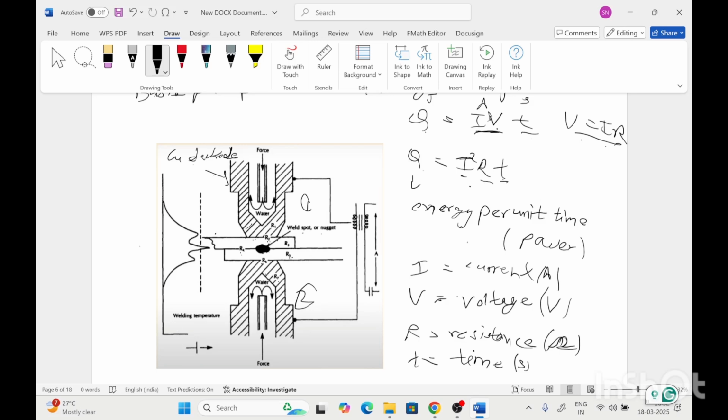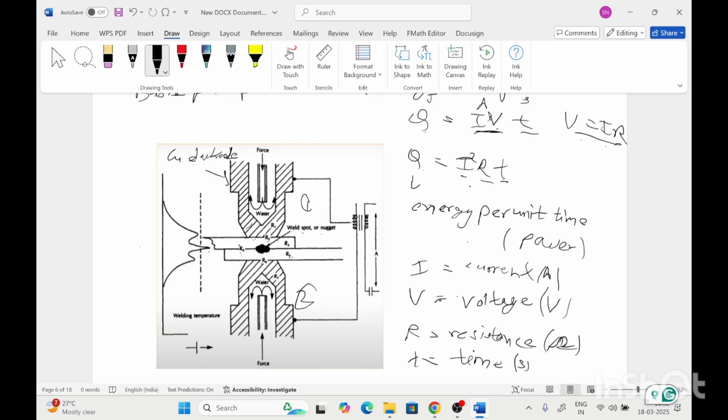So at the electrode and plate contact, the resistance is also high, so the temperature will also increase at this interface. That's why these electrodes are water cooled continuously. And as the resistance is highest at the contact interface between these plates, the temperature will be highest here. So that will lead to the formation of the weld spot or nugget.